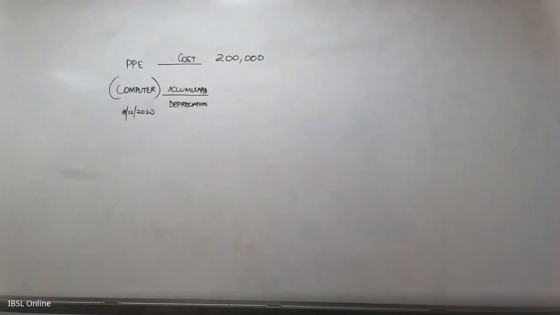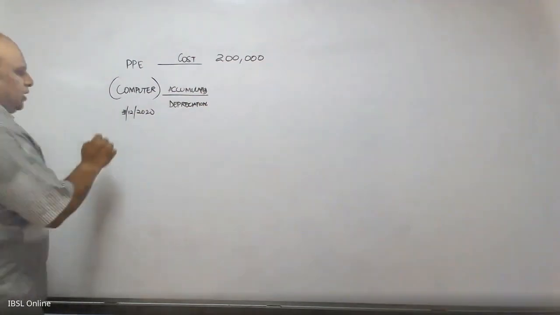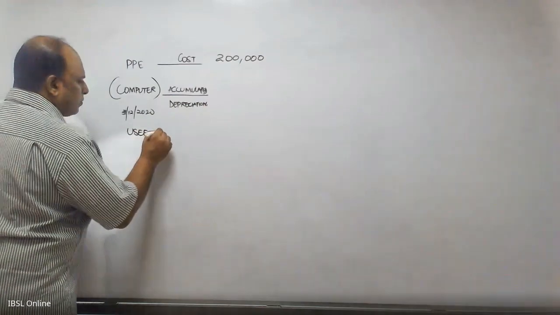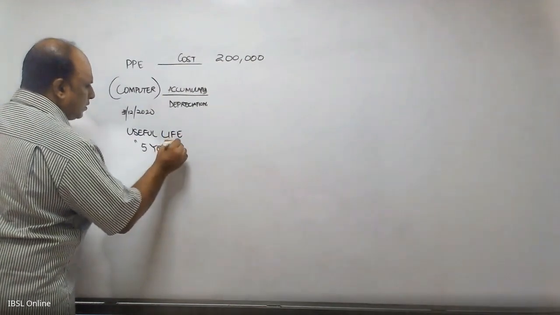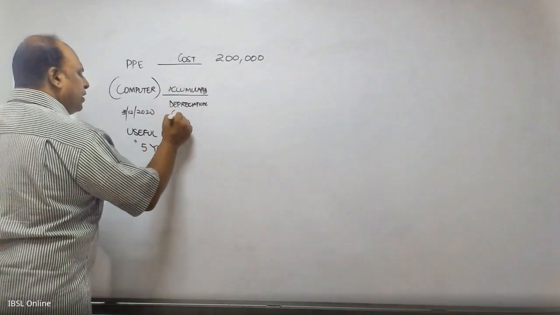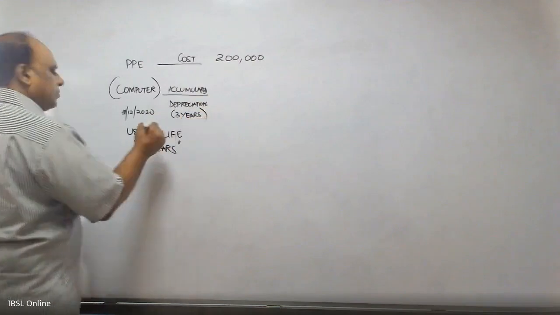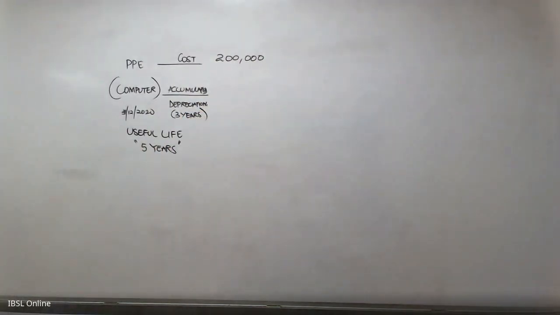The accumulated depreciation. Now let's say we have used this asset for 3 years. According to the company policy, the useful life is, let's say, 5 years. So, accumulated depreciation for 3 years. What is the amount? Tell me quickly. Don't worry about the date of purchase and so on. Just consider the annual depreciation and tell me what is the depreciation for 3 years. How much?